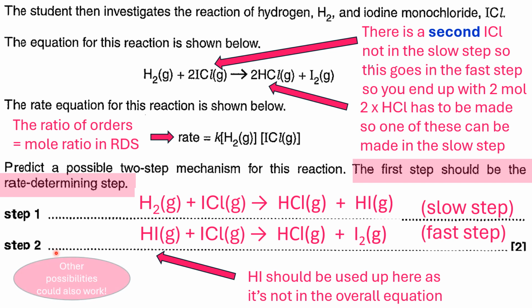Now, obviously there's other ways in which this could work. This is just one possibility, maybe it's the most obvious one, but there are other ways in which this mechanism could work, provided you end up with the overall equation at the top and you end up using the same mole ratio of H2 to ICl in your first step. You can work that round any way you want, provided those two things end up in place.